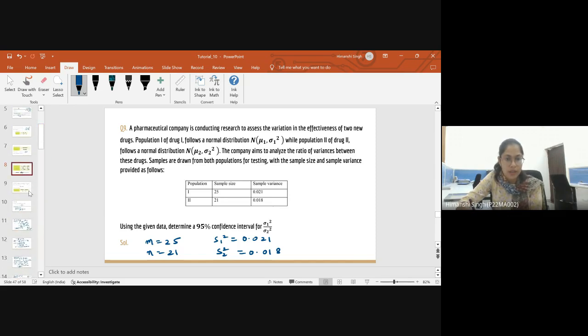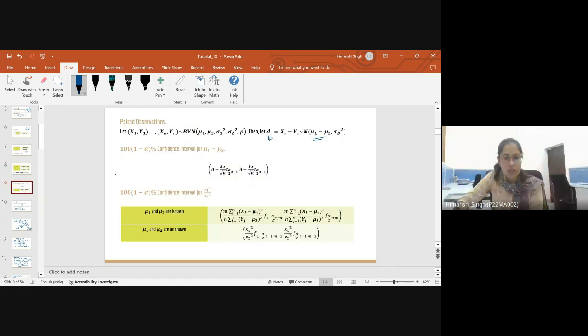We have already written it here. The confidence interval for sigma1 square by sigma2 square, because both are unknown. We do not know what mu1 and mu2 are. So we will be doing it using this: s1 square by s2 square, F of 1 minus alpha by 2, n minus 1, m minus 1. We will be writing this.